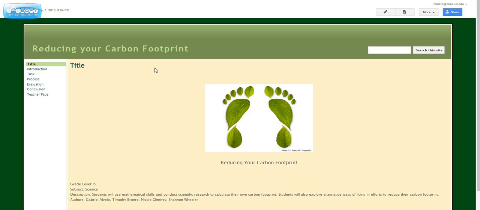The language arts section requires the student to research first what a carbon footprint is, and then certain activities and objects that contribute to CO2 emissions. They are then to write a summary on what they learned.